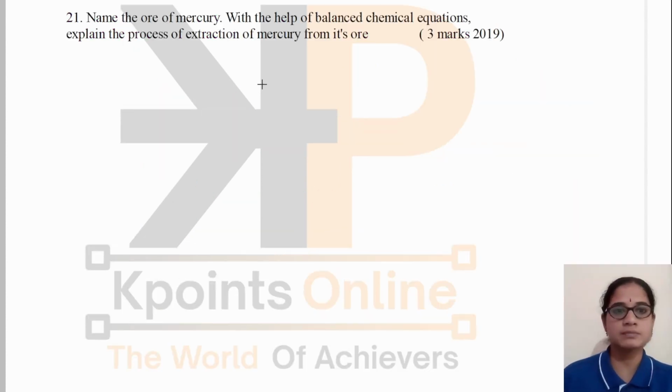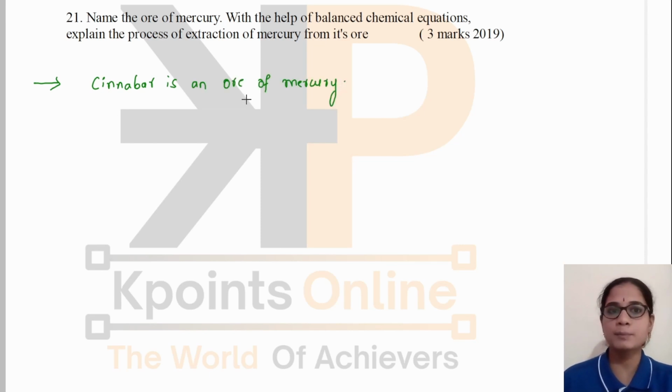Okay. The next question. Name the ore of mercury. With the help of balanced chemical equations, explain the process of extraction of mercury from its ore. Yes. Let's solve this. The ore of mercury is called cinnabar. Then we also have to write the process of extraction of mercury from its ore, cinnabar. Okay, let us write it.